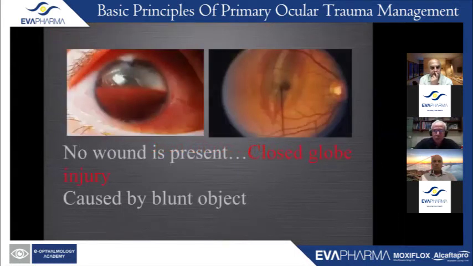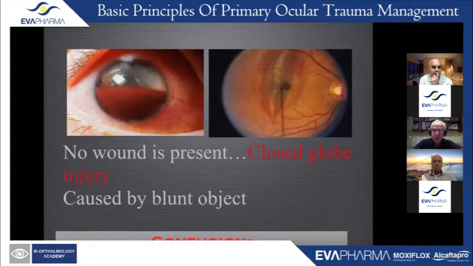If you have no wound present at all and the eye wall is absolutely intact, caused by a blunt object, we call that a contusion injury. And mind you, contusion injury can also cause very severe visual loss, like choroidal rupture or severe eye edema, or even optic nerve avulsion.